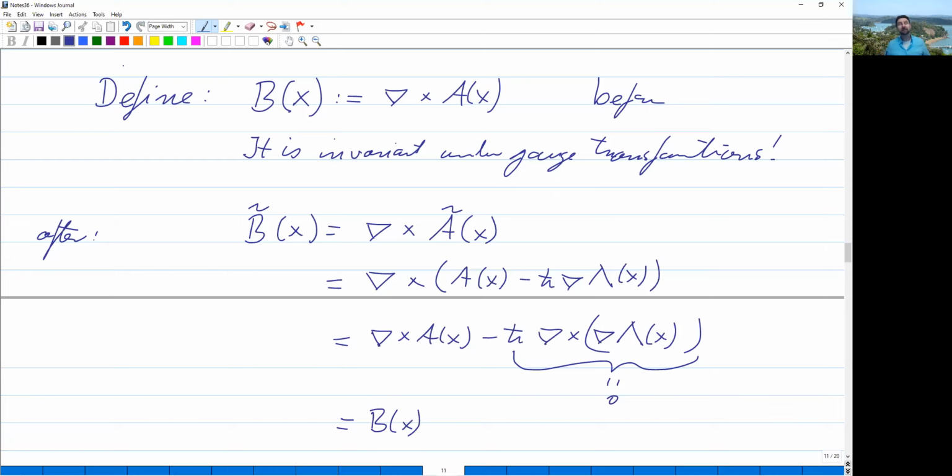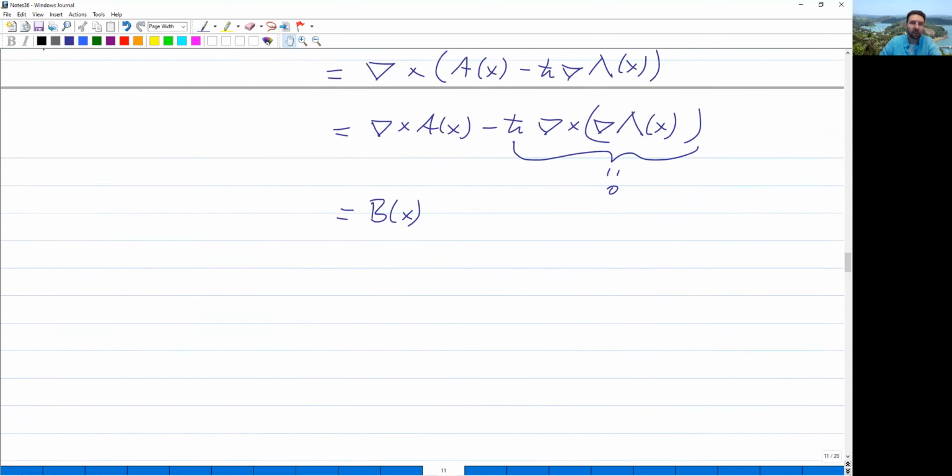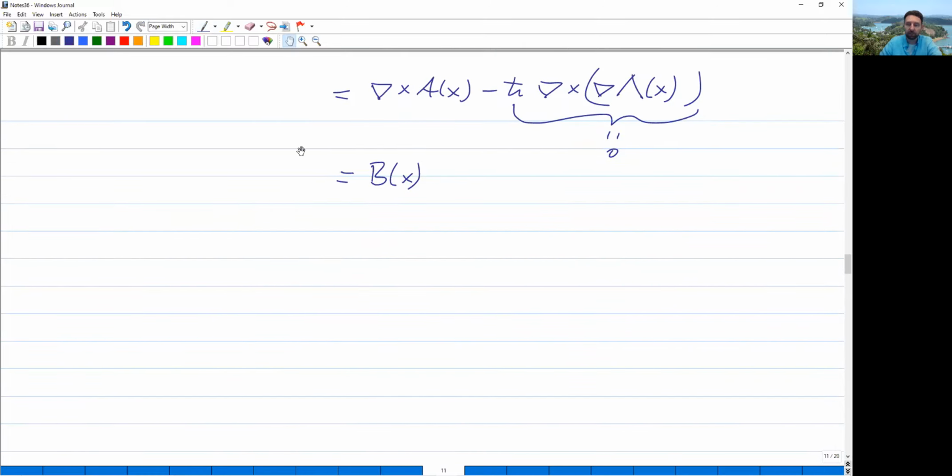So what we've uncovered here is that the curl of our vector field A is immune to gauge transformations. Therefore, that curl could be physically observable. It is something that is not dependent on the human-made choice of gauging. So therefore, B of x may be observable.